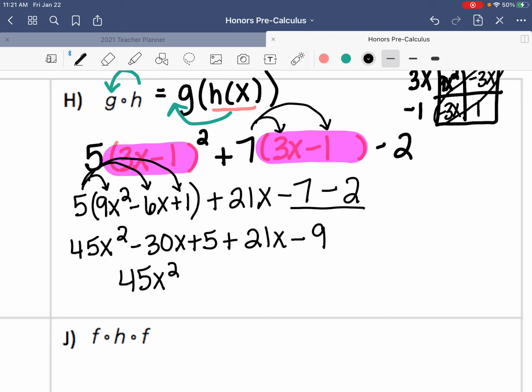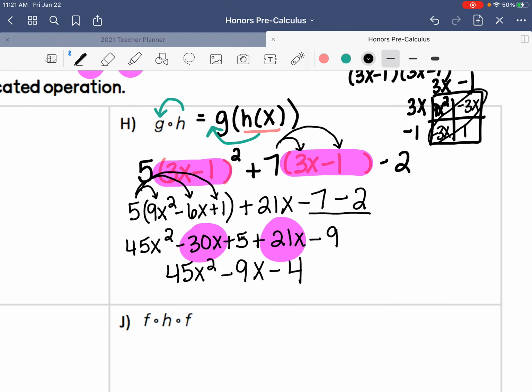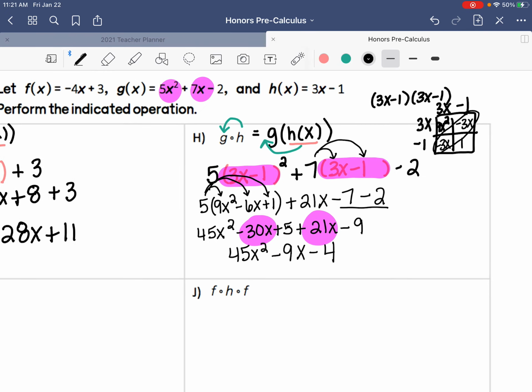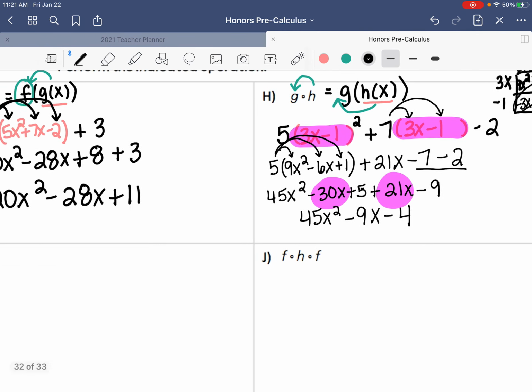So I have 45x squared. So I have negative 30x and positive 21x. So negative 30 and positive 21, that's going to give me negative 9x. And then I have 5 and negative 9, which is going to give me minus 4. So again, this one did take a little bit more effort, but it took a little bit more effort because we had to multiply out the squared parentheses. So we had to multiply those two linear binomials together.